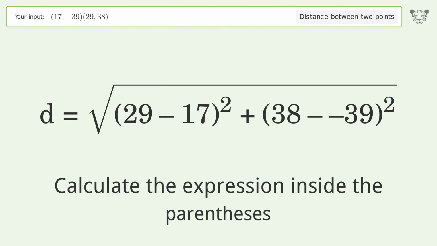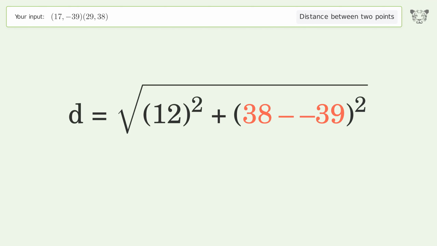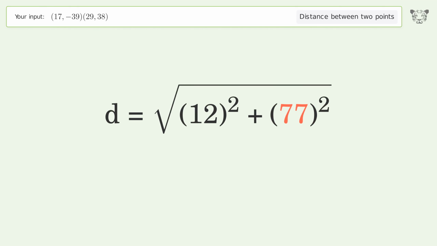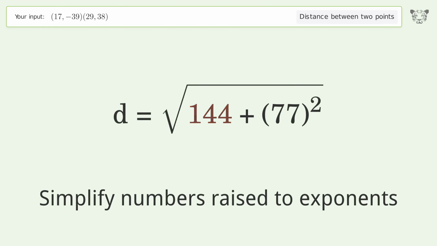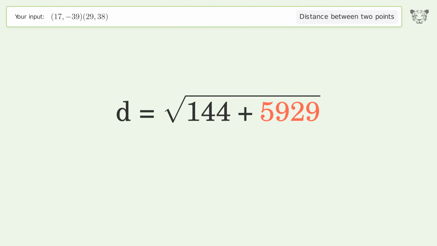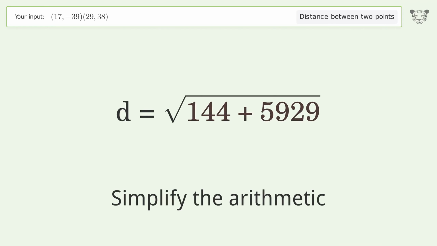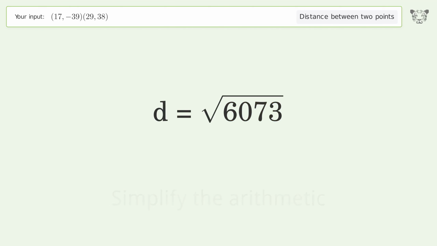Calculate the expression inside the parentheses. Simplify numbers raised to exponents. Simplify the arithmetic. And so the distance between the 2 points is the square root of 6073, or 77.929.